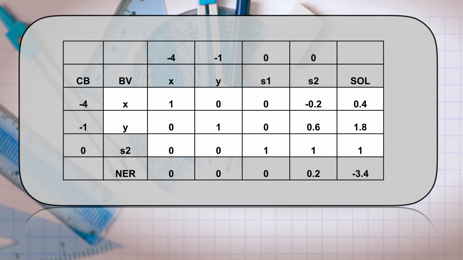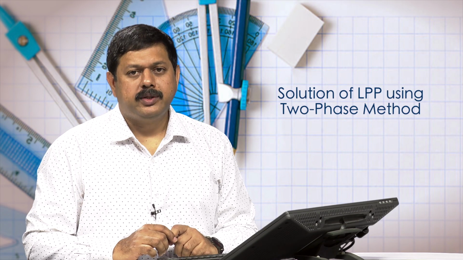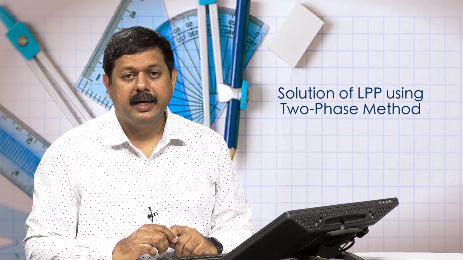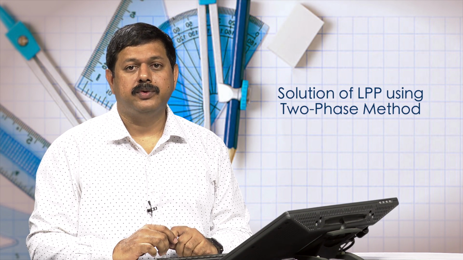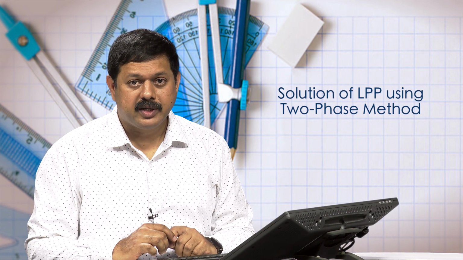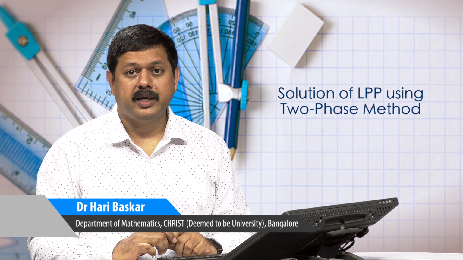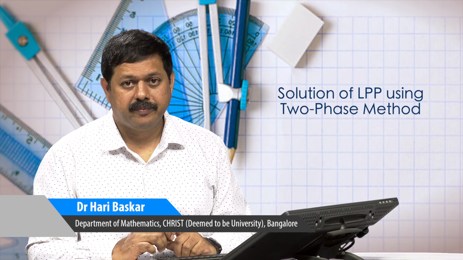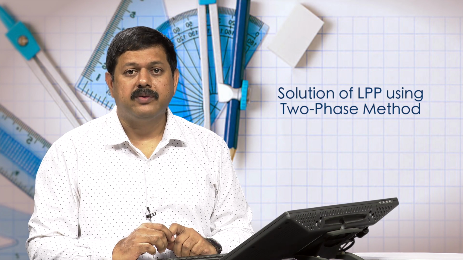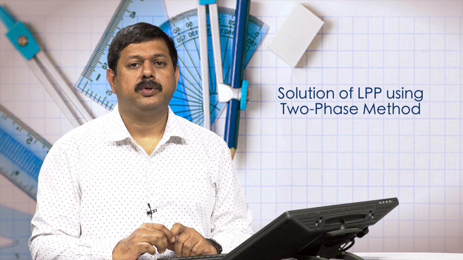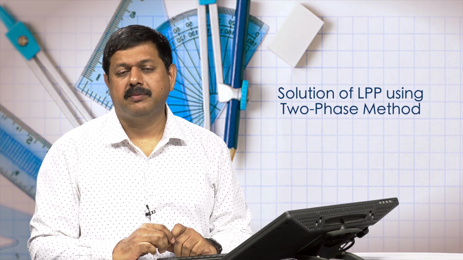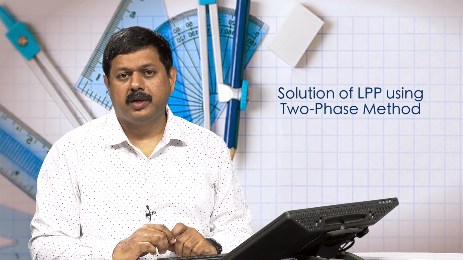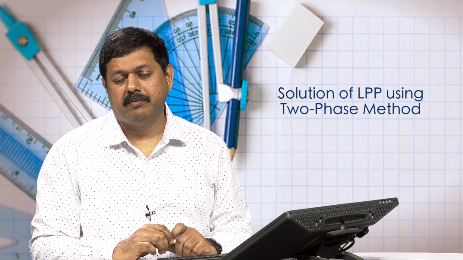The choice of the huge value M in the Big M method can lead to round off error and hence will affect the accuracy of the solution. But this two-phase method does not use such a huge M, and as a result it is a more reliable method than the Big M method. Thus, so far we have seen all the basic techniques required to solve a linear programming problem by the simplex method. In the next video, we shall learn about the transportation problem and methods of solving the same. Thank you.